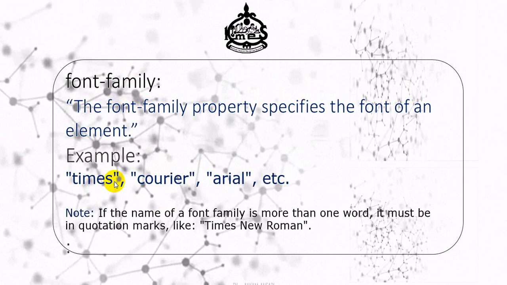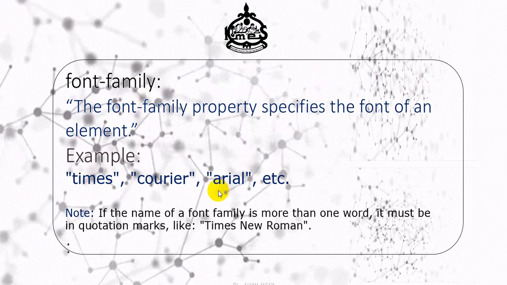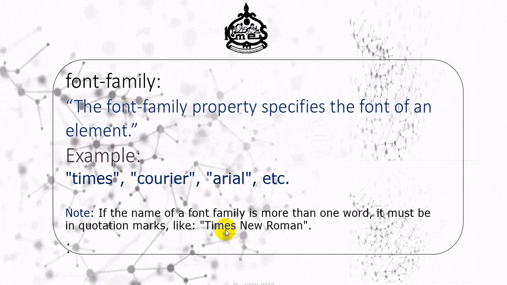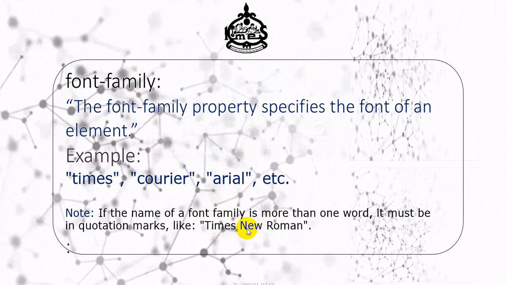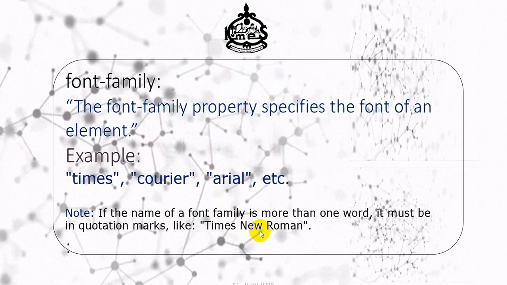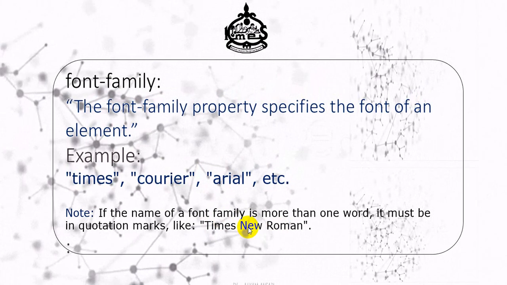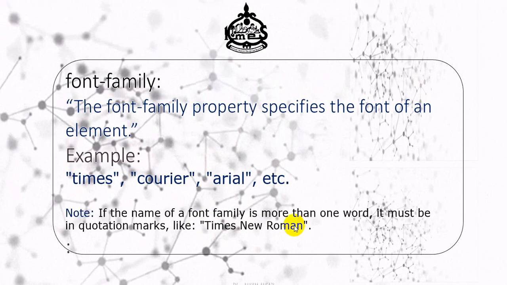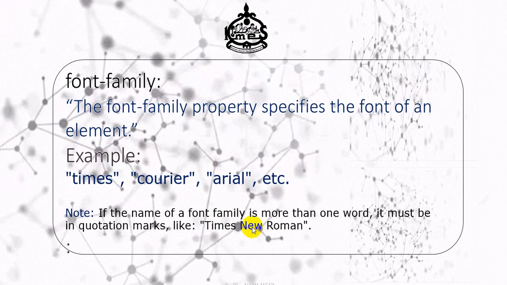For example, Times, Courier, Arial, and a member can have more than one word, like Times New Roman. Times New Roman has three words: one word is Times, then New, then Roman. So if a member of font family has more than one word, in that case we have to put Times New Roman in quotes at the starting and the end of that particular property.